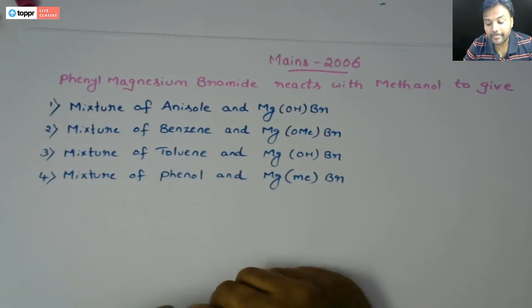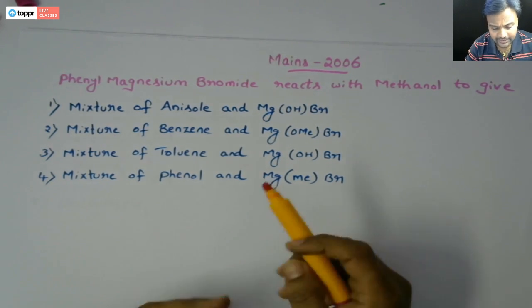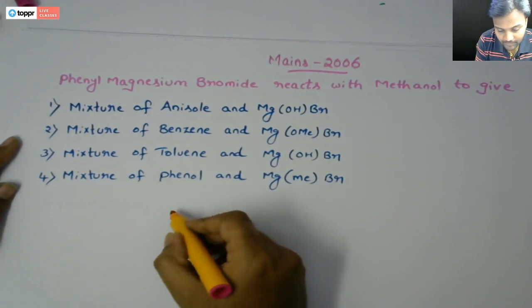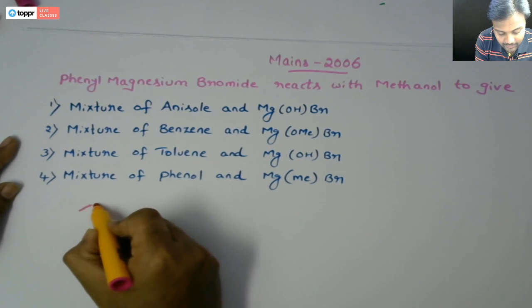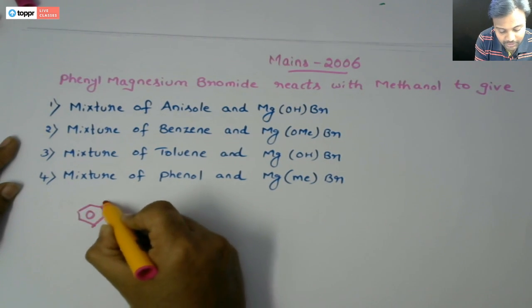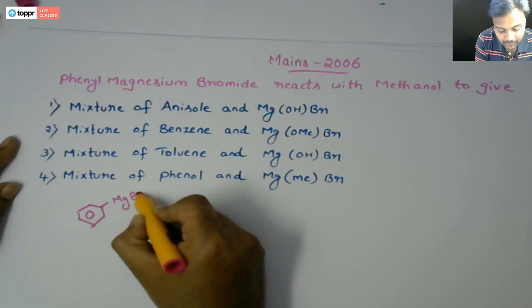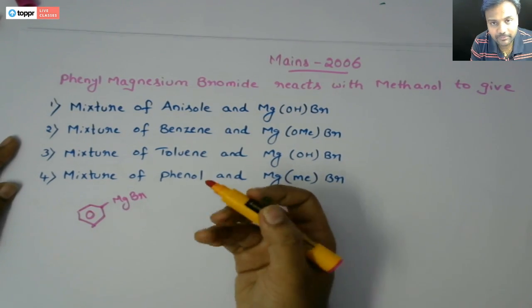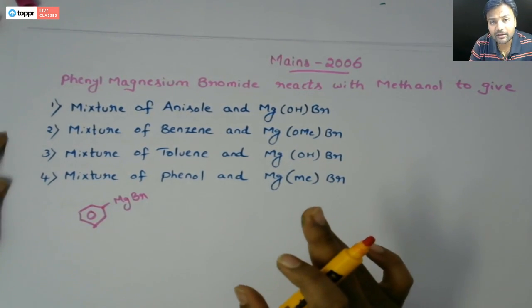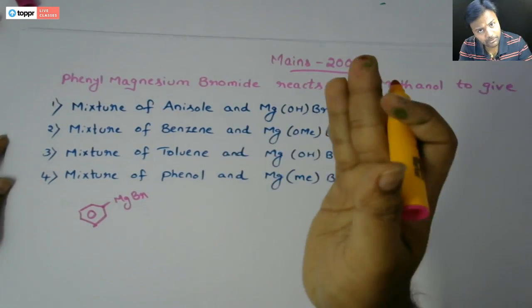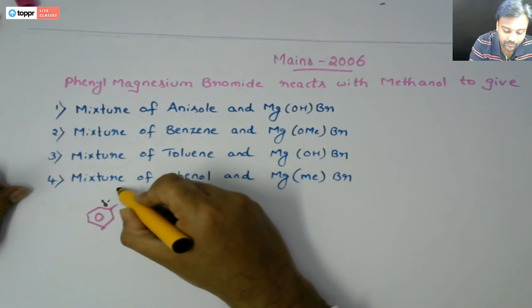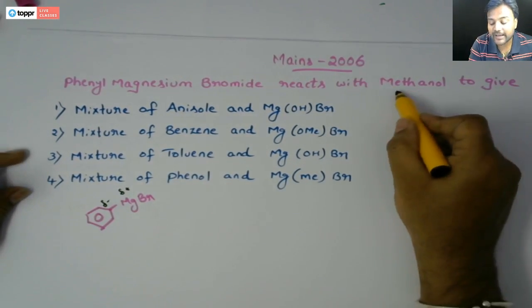Phenyl magnesium bromide reacts with methanol to give, okay, as I said before looking at the options, let's write down the structures. Phenyl magnesium bromide. What is phenyl? Phenyl magnesium bromide, MgBr. Before that, let us write down the positive and negative, because once you are writing a Grignard reagent, definitely there is presence of negative and positive charges, right? So where is the negative? This is negative. This is positive. Okay, reacts with methanol.